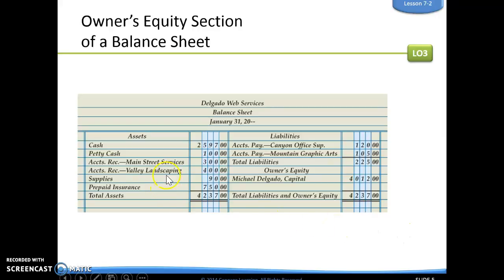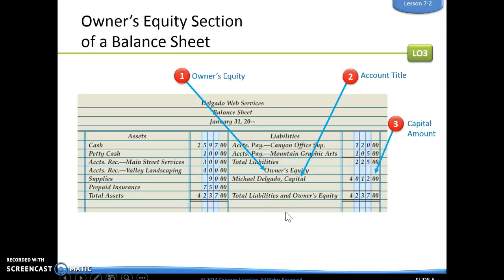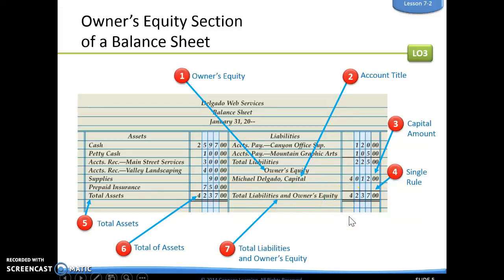Okay, now the next section is going to be our owner's equity. For our owner's equity, we have our capital account, and then we have the balance of our capital account. We're going to single line rule. We're going to add our liabilities plus our capital to get our total liabilities and owner's equity. And then we're going to look at our total assets. We're going to add up our asset accounts to get our total assets. Notice our assets equal liabilities plus owner's equity. It's set up just like our accounting equation.